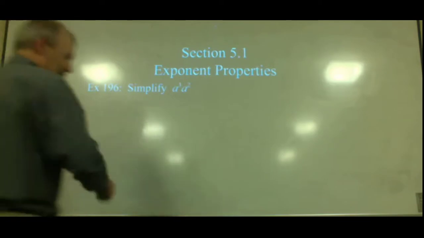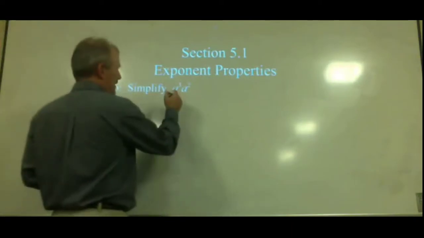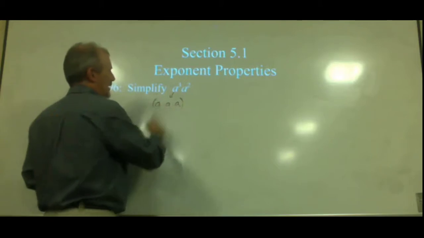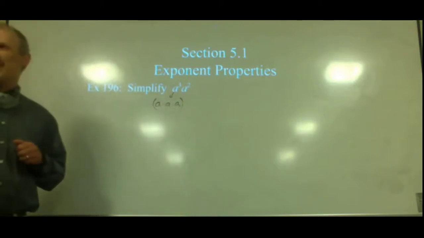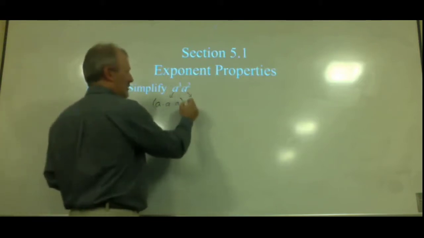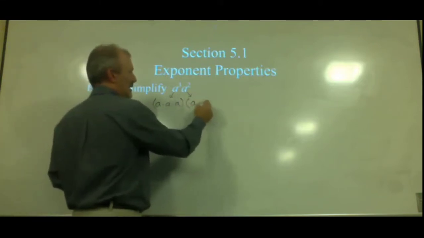Okay, so where'd my markers go? A cubed means, so this part means A times A times A. That's what that part means. You're going to multiply A by itself 3 times. And then this one, what do you think that one means? 2 times. A times A.